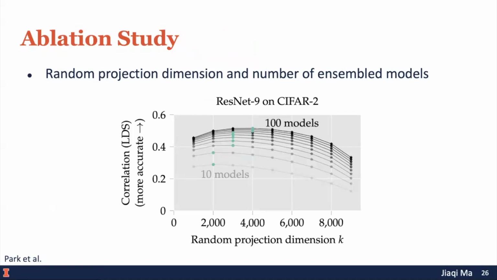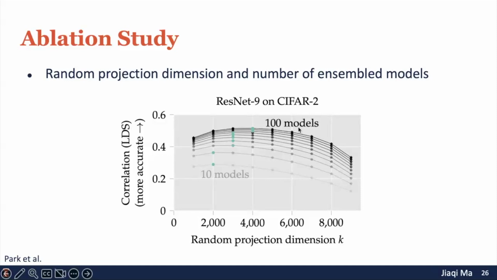So how do the ensemble and the dimension reduction contribute to the performance? The authors did an ablation study for the effect of these two important tricks. In this plot, first we can look at the different curves. The different curves correspond to different numbers of ensemble models, from 10 models to 100 models. The y-axis is again the rank correlation performance. It's clear that we have better performance as we increase the number of models in the ensemble.